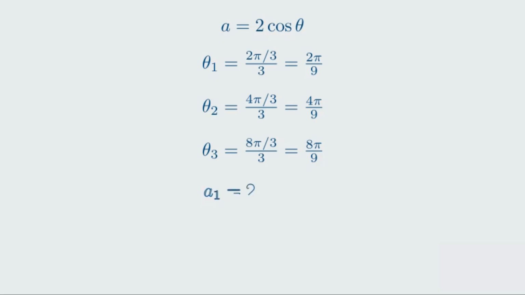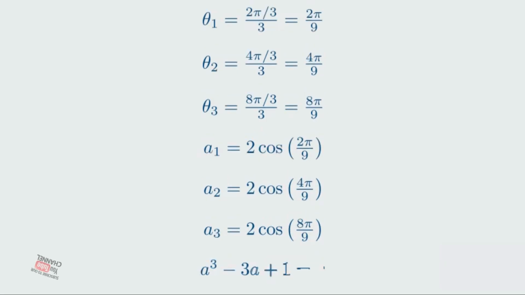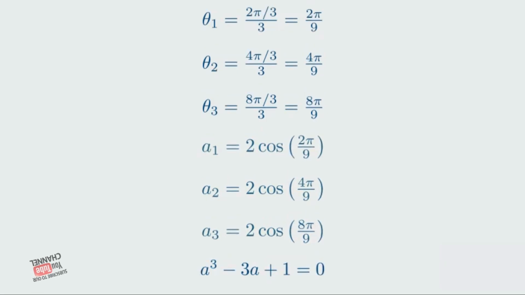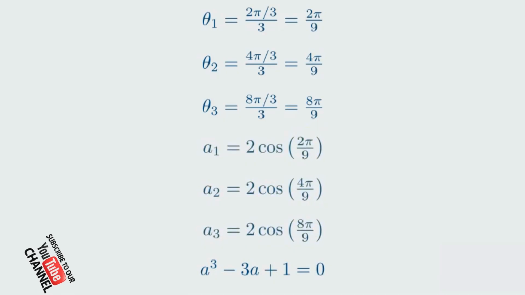Great, now we can find the roots of the original equation. The first root, a sub 1, is 2 times the cosine of 2 pi over 9. The second root, a sub 2, is 2 times the cosine of 4 pi over 9. And the third root, a sub 3, is 2 times the cosine of 8 pi over 9. These are the 3 exact real roots of the equation a cubed minus 3a plus 1 equals 0. They are expressed in terms of cosines of these angles.